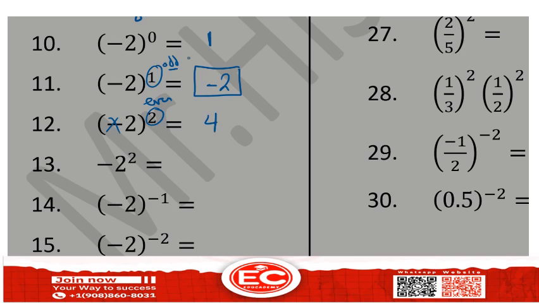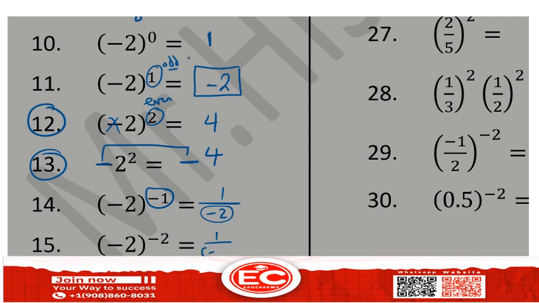4. But the difference between question 12 and question 13 is that the negative here is outside, so I put it down, and 2 power 2 is 4. This is negative 1, so all you have to do is flip the number. So it's 1 over negative 2. Don't change the sign. But in the second one, when you flip it, the power is positive, so it's 1 over 4.